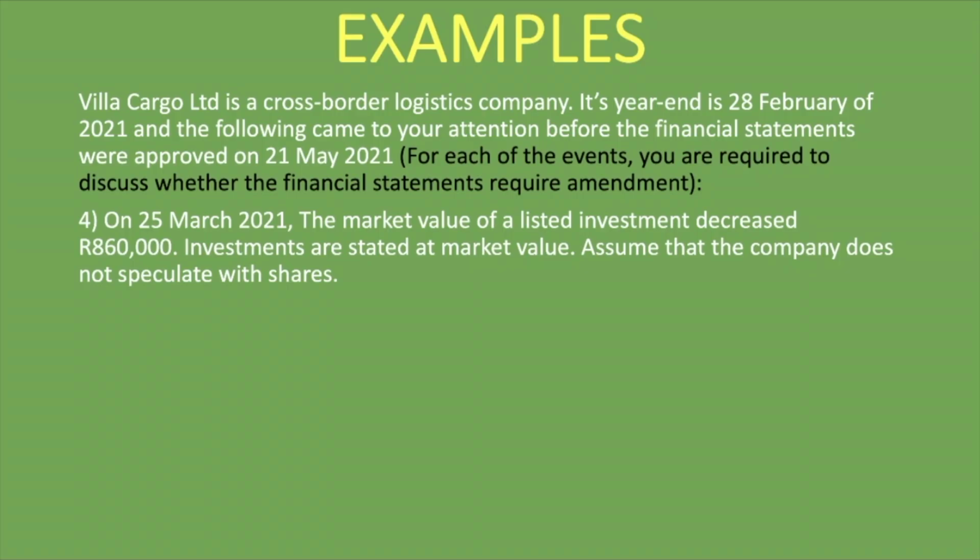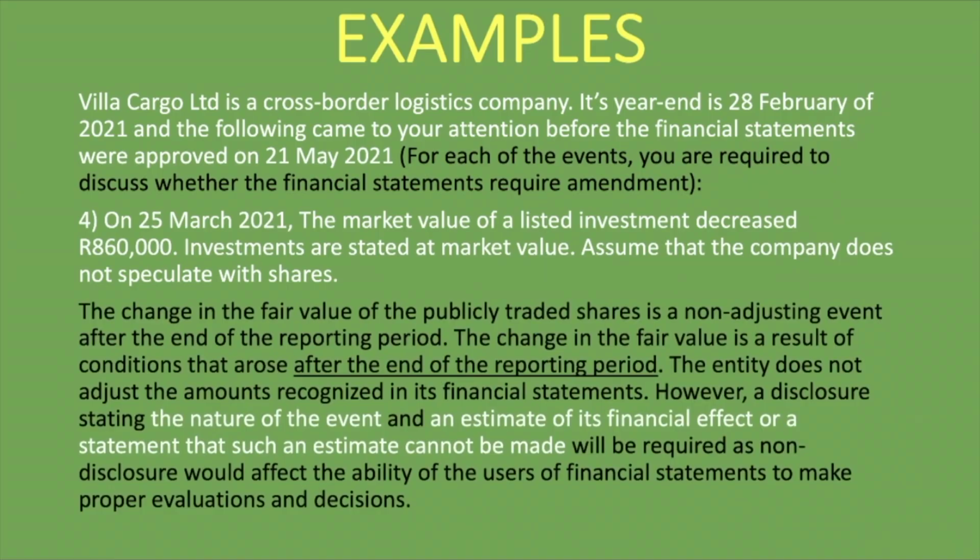Again, you can see here that a company does not speculate with shares or estimating where the shares will move in the future. So the change in the fair value of the publicly traded shares is a non-adjusting event after the end of the reporting period. The change in the fair value is a result of conditions that arose after the end of the reporting period. The entity does not adjust the amounts recognized in its financial statements. So once you have established that it's a non-adjusting event, you know that you have to mention that we do not make an adjustment to the amounts we recognize in our financial statements. However, a disclosure of the nature of the event and an estimate of its financial effect, or a statement that such an estimate cannot be made, will be required.